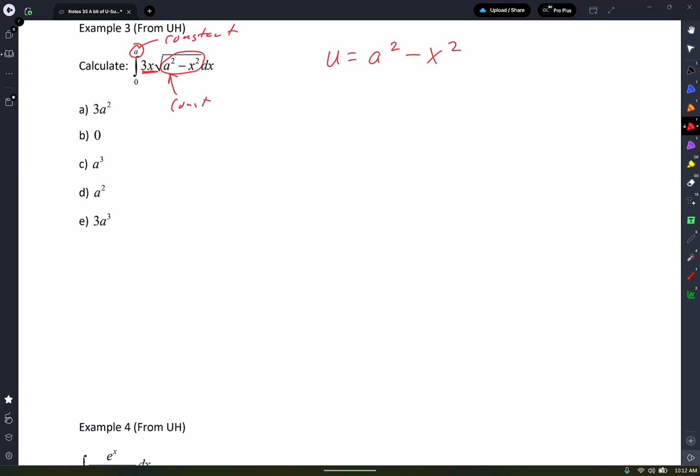a squared minus x squared is my u. So your du, the a is a constant, negative 2x dx. Are we okay with that? Okay, everything in red just means that it's the same. So I'm going to put this 3 on the outside. I haven't done anything yet, guys. It's a constant. I'm still putting the same limits because I have not changed anything yet. a squared minus x squared dx.